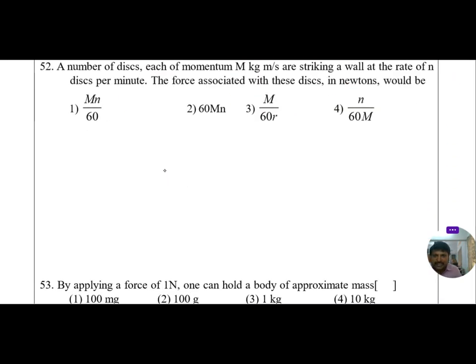A number of discs, each of momentum m kg meter per second, are striking a wall at the rate of n discs per minute. The force associated with these discs in newtons would be? According to Newton's second law of motion, F net is equal to the rate of change of momentum. Here the change in momentum is nothing but m kg meter per second, and dt is the time.